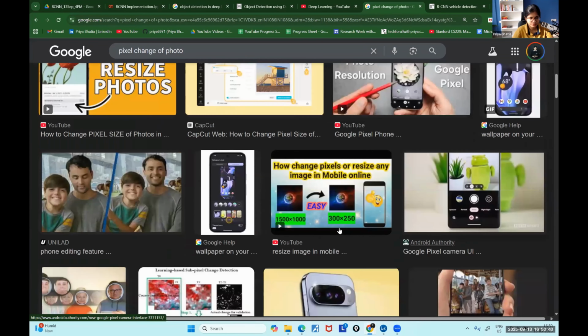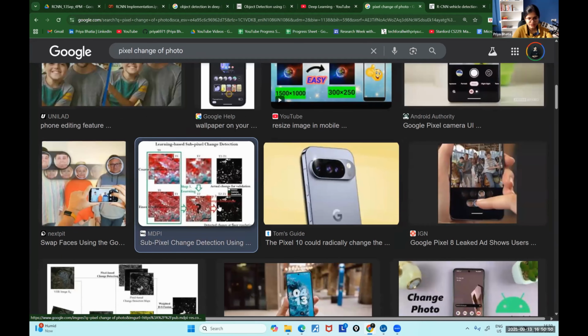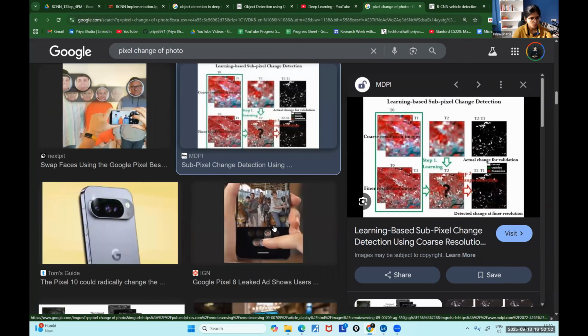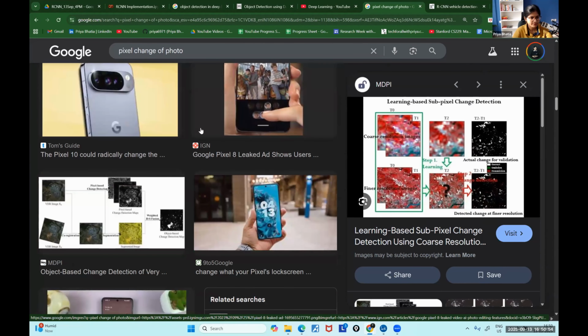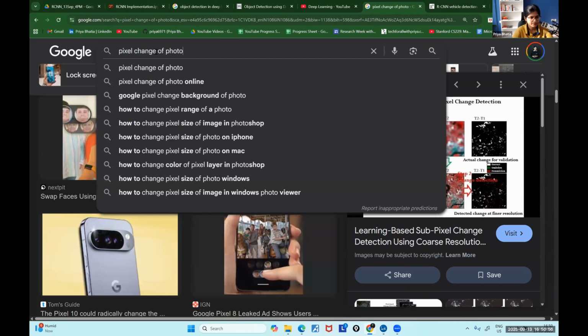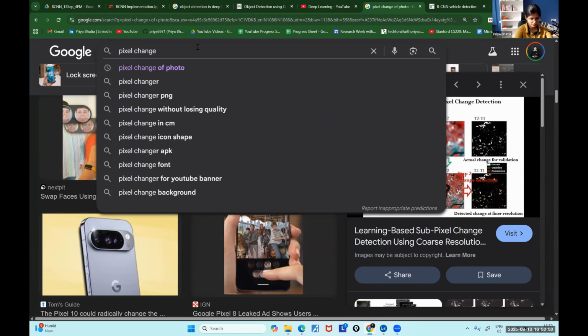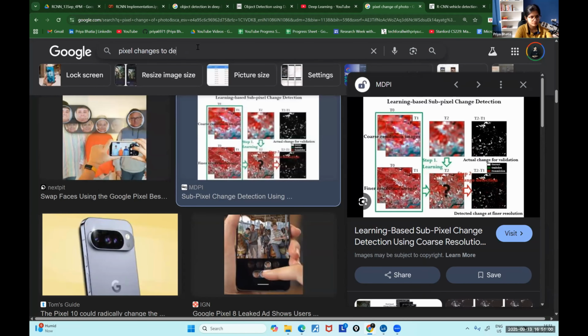I don't know whether there is some image which I can showcase to you. To detect images, objects.